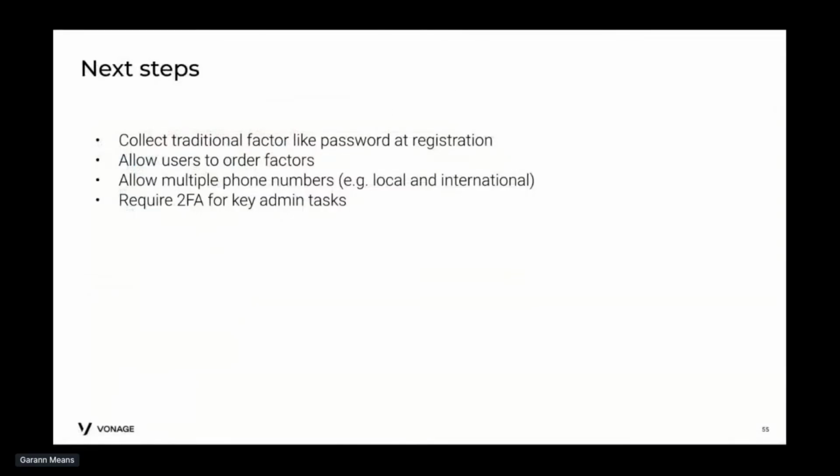So the next steps in terms of the code that you've got in front of you would be first off to actually collect that password, to save it somewhere, send it to the server, and more crucially for what we're talking about here, probably be able to allow users to put their factors in order. So say my phone number is the first way I want you to check, but if my phone number isn't working, then I want to be able to use a backup code or something else like that. Allowing multiple phone numbers is also an option, particularly if somebody might have a local and an international phone number that they might be trying to log in from.